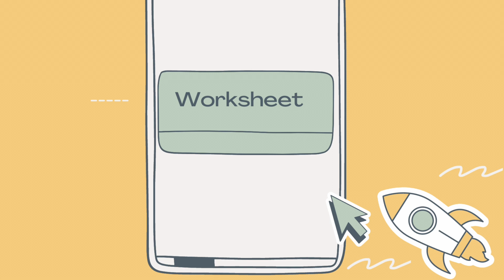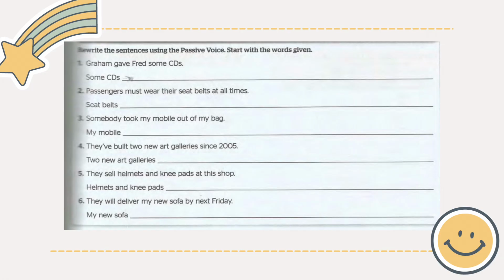And the time has come for the worksheet. Let's do this. Activity A. Rewrite the sentences using the passive voice. Start with the words given.